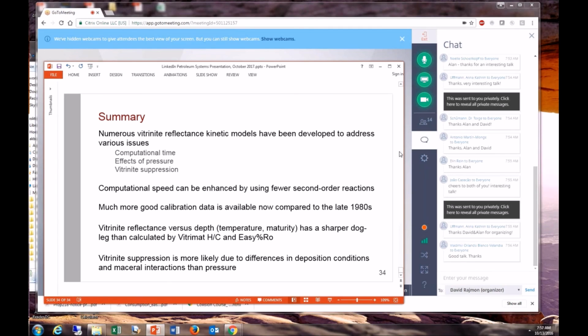Yeah, and I think the biomarkers are better in the lower range. All of the adamantane type materials are better at high maturity.